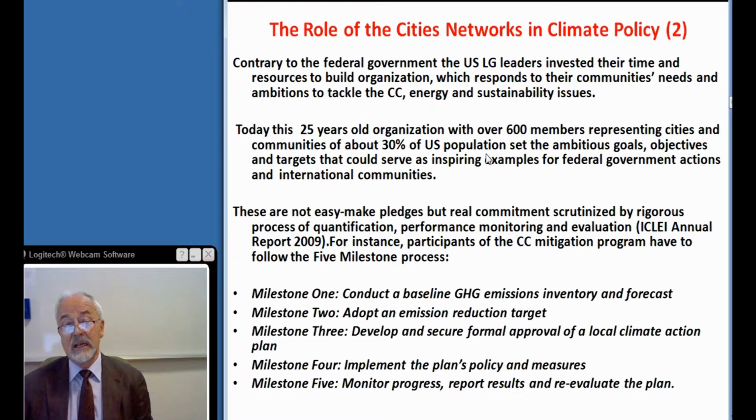And then if we take into account that these 600 members, United States members, represent about or over 30% of the U.S. population, it's quite significant power. And they had ambitious goals, objectives, and targets. They mobilized the communities.